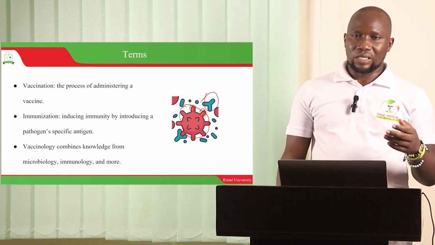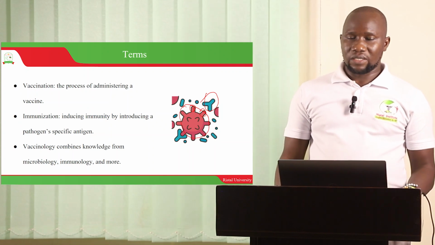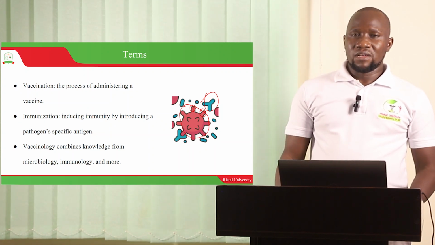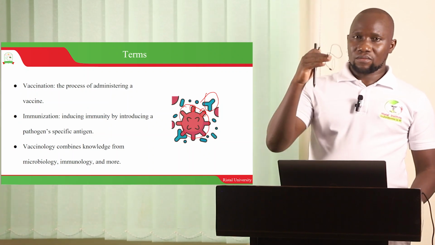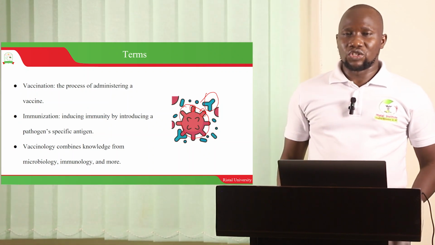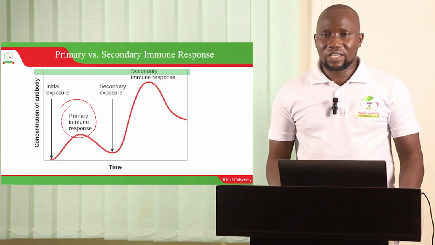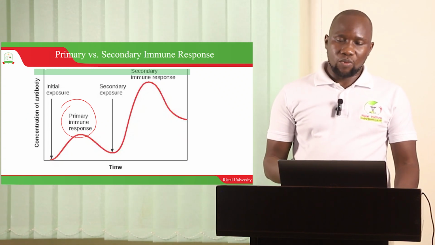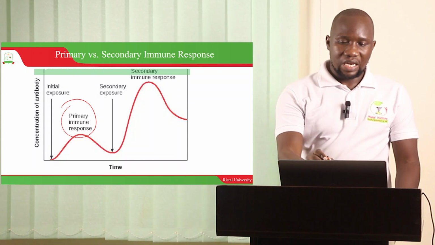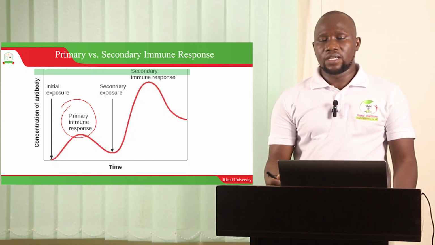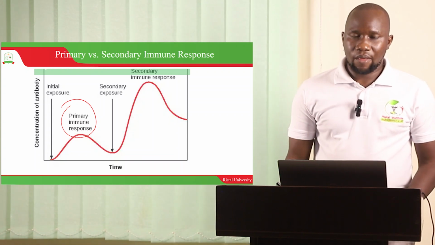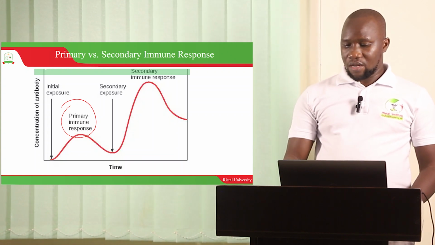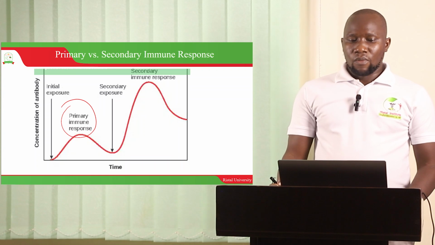Okay, in terms of the production of the antibodies, the second time you get exposed to the same pathogen, the immune system response is stronger because you have B cells that produce antibodies to respond to the second exposure, and then you have a stronger immune response in this case. So that is about the primary and secondary immune response.